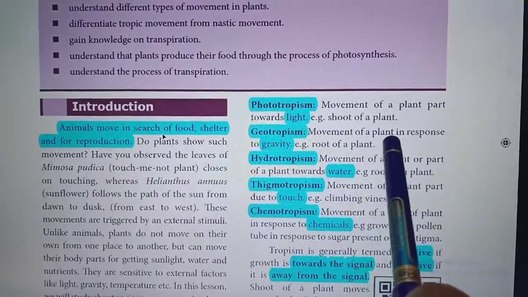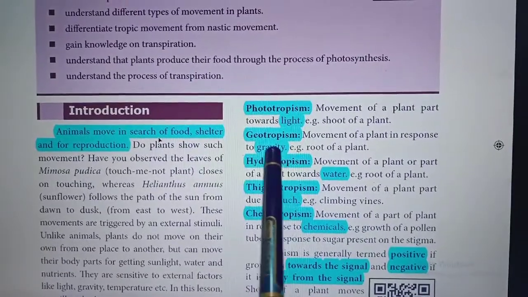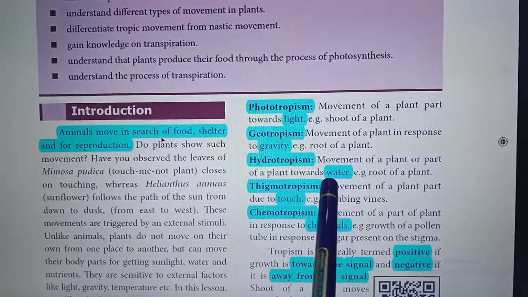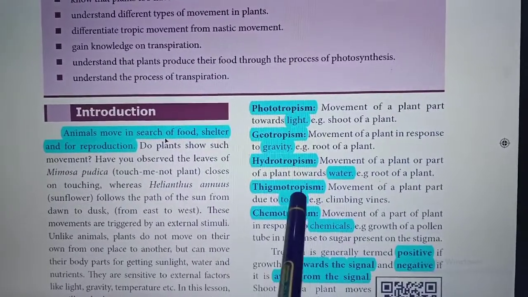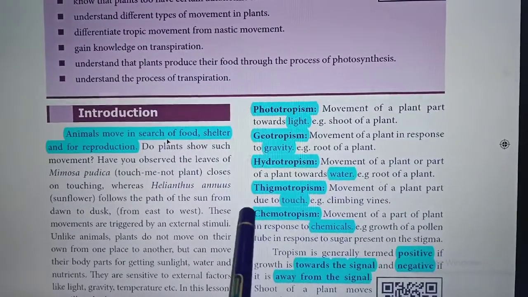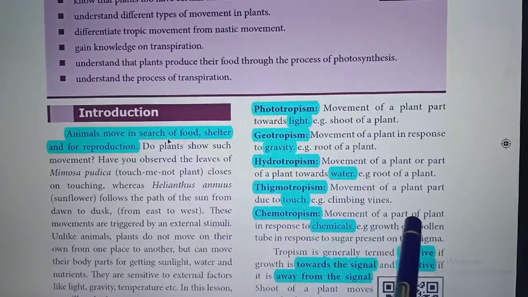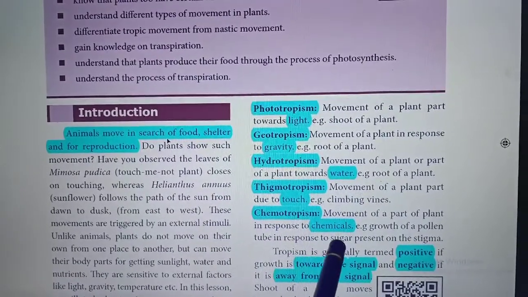Geotropism, movement of a plant in response to gravity. Hydrotropism, movement of a plant part towards the water. Stigmotropism, movement of a plant part due to touch. Chemotropism, movement of a plant part in response to chemicals.